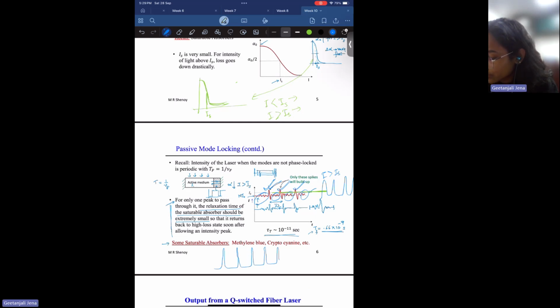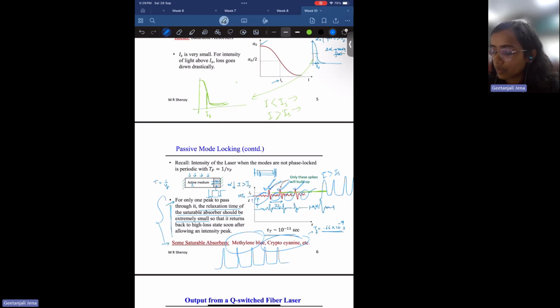Okay, so if I plot clearly, you will see a pulsed output when you have a saturable absorber. And what are examples of saturable absorber? One is methylene blue, and another one is cryptocyanine. As I've said, only the peak where the intensity is higher than I_S will pass through the saturable absorber, but the peaks where the intensity level is lower than the saturation intensity will not pass through.